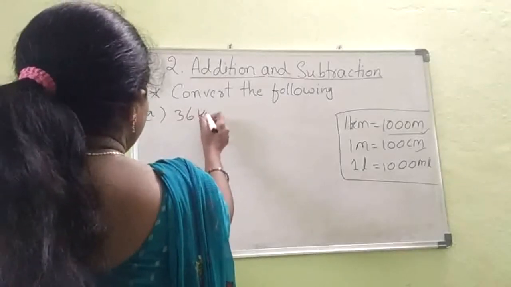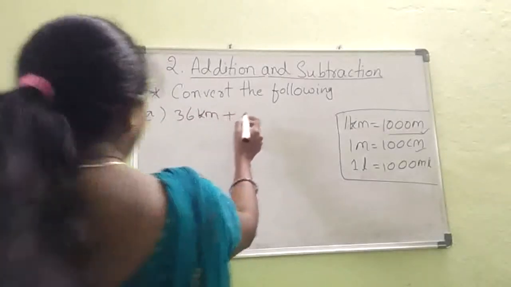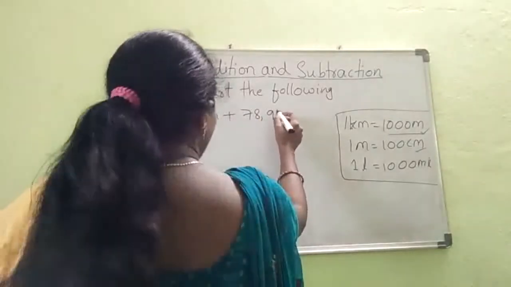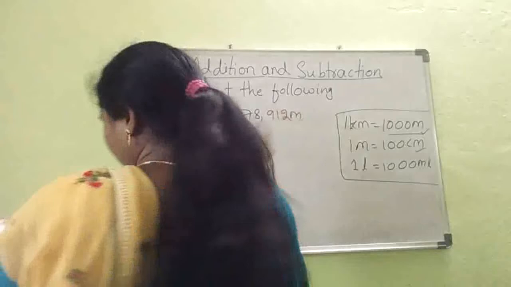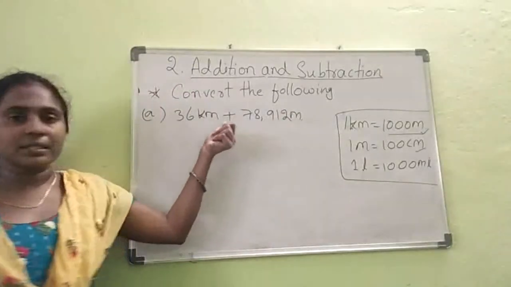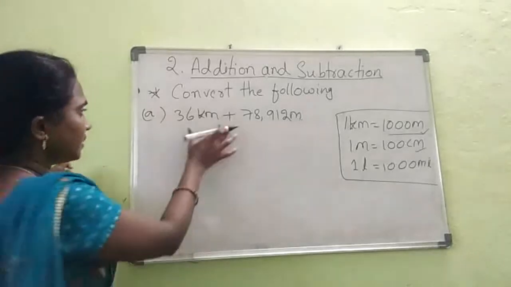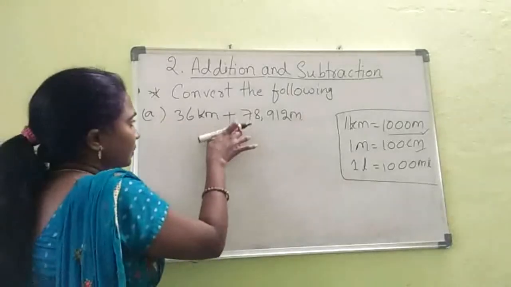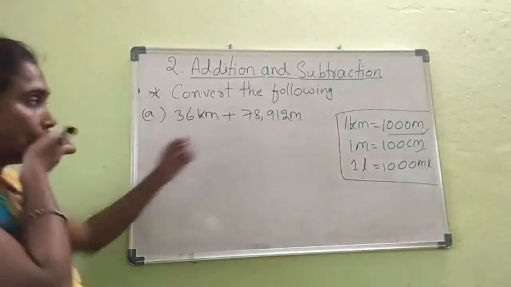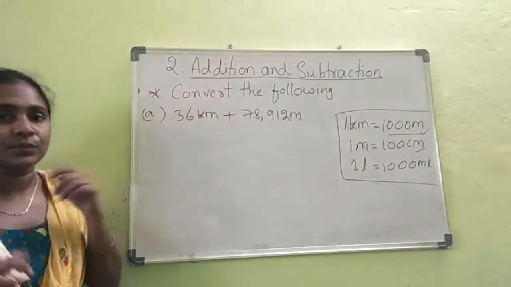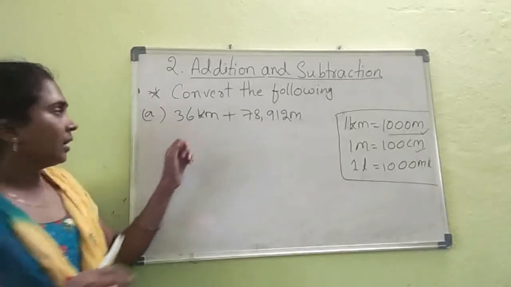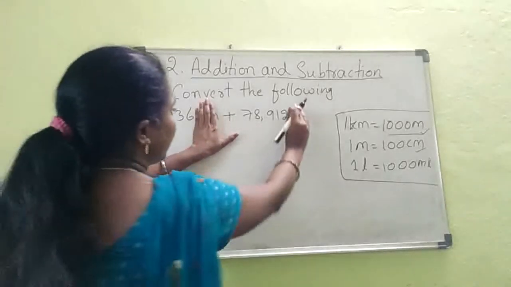That is 36 kilometers plus 78,1200 meters, right? Now, what is the symbol? That is addition, right? This is the question. In the question they are saying add these two numbers and tell the final answer. That means after adding these two numbers, right? So, don't add directly if the units are there, right?